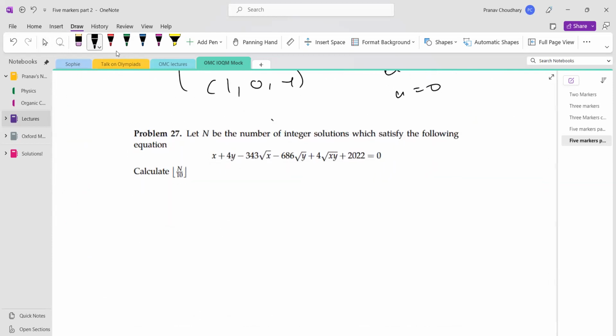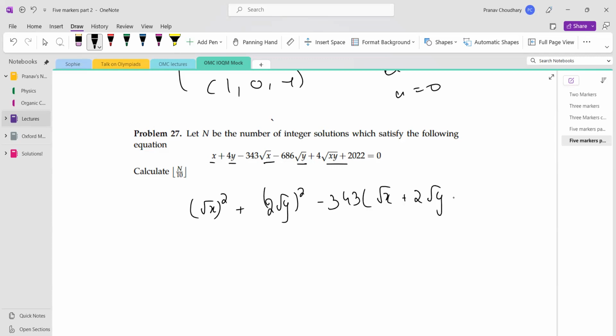In this problem, you see that there's a root x here, root y here, root xy here. And then I can write x and y as root x squared and so on. So this looks like a nice squaring thing. So let's see. This is root x squared plus 2 root y squared minus 343 times root x plus 2 root y plus 2 times root x times 2 root y plus 2022 equals 0.